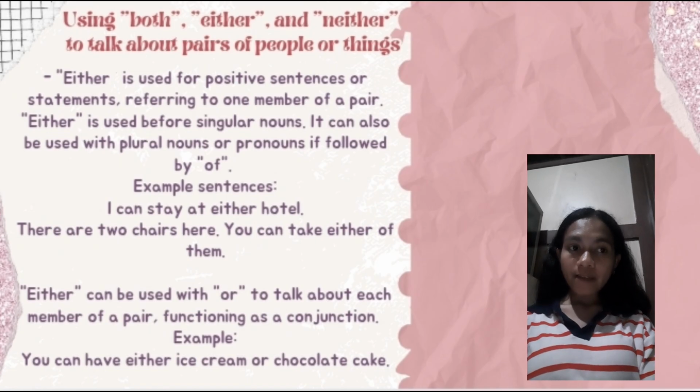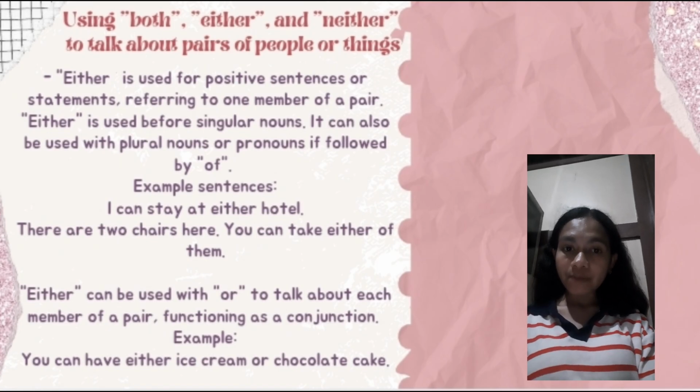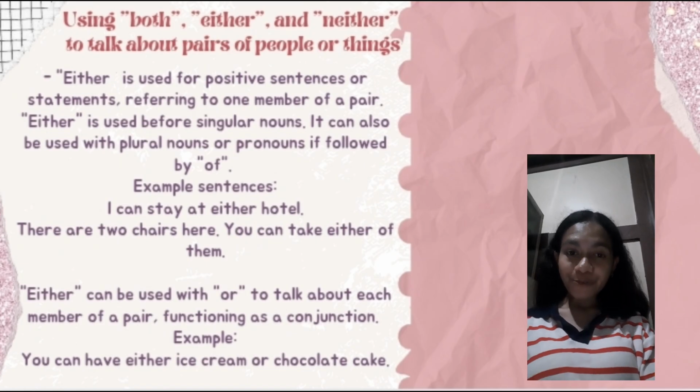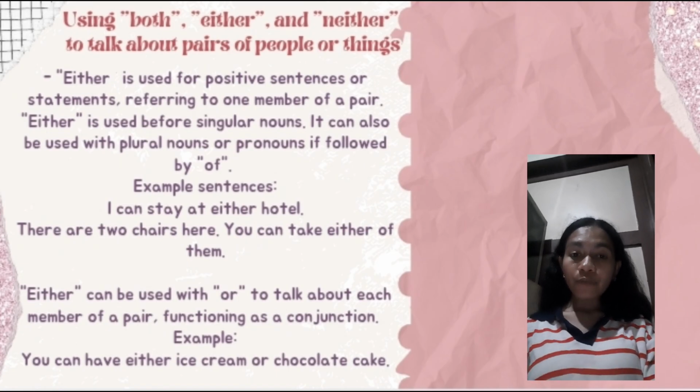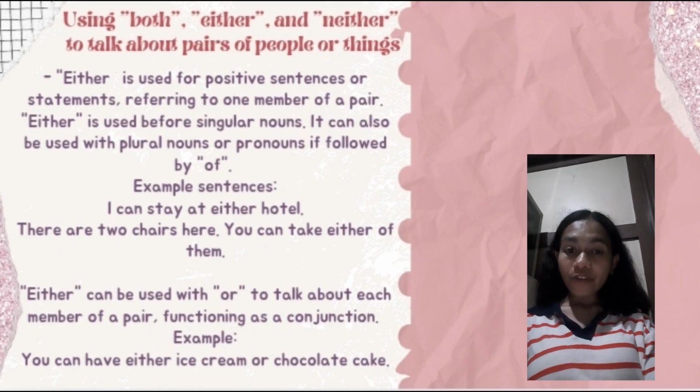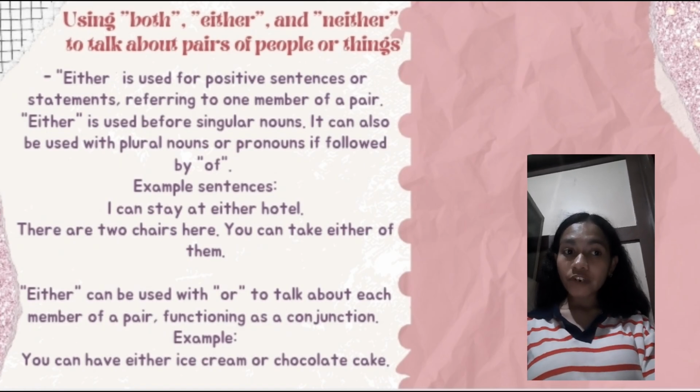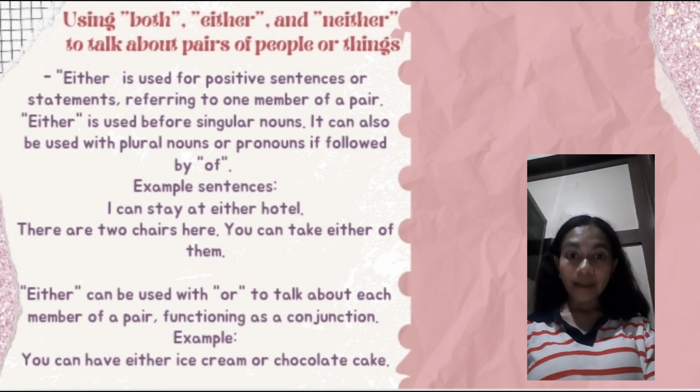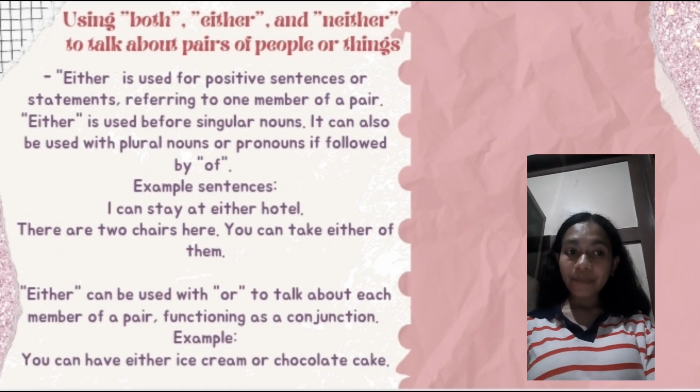Either is used for positive sentences or statements, referring to one member of a pair. Either is used before singular nouns. It can also be used with plural nouns or pronouns if followed by of. For example, I can stay at either hotel. There are 2 chairs here. You can take either of them. Either can be used with or to talk about each member of a pair, functioning as a conjunction. For example, you can have either ice cream or chocolate cake.